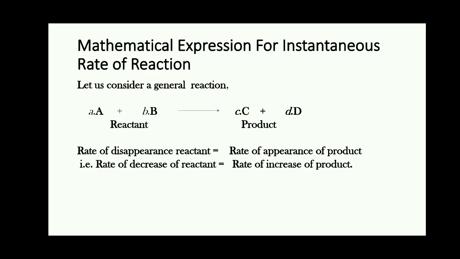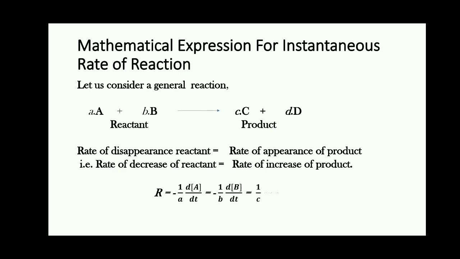मतलब जिस स्पीड से C का फॉर्मेशन होगा उसी स्पीड से D का भी फॉर्मेशन होगा. And this condition is ideal when we talk about 1 mole of reactant. So here this will be our mathematical expression for instantaneous rate of reaction.